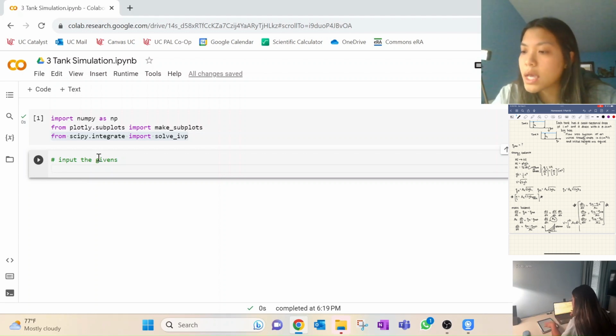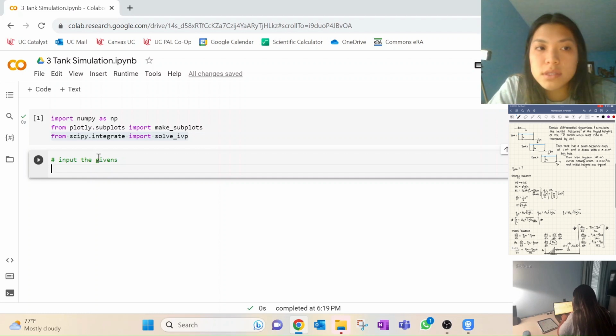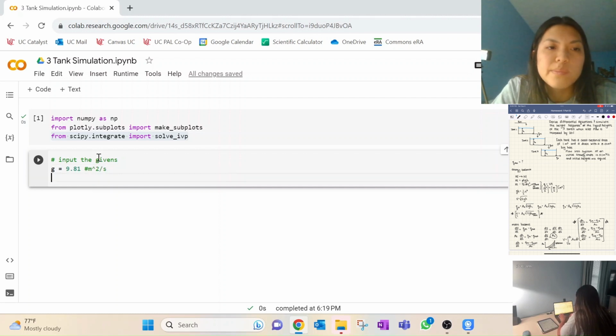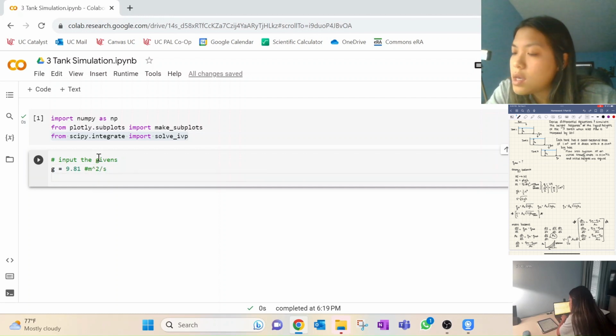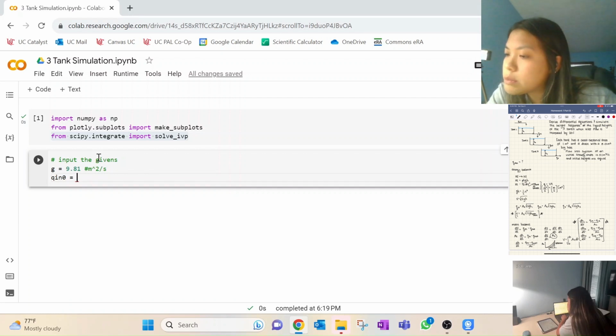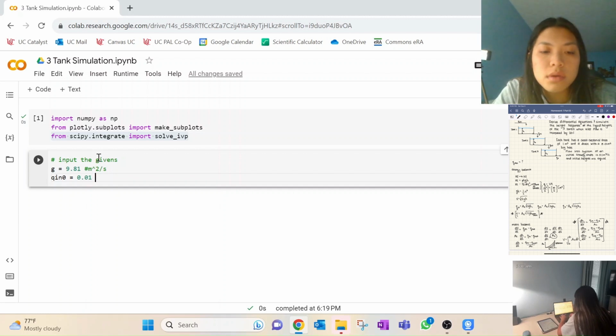So to start, again, we're going to input our givens. First, let's say we import the gravitational constant. That's going to be 9.81 meters per second squared. And then we have the initial flow in. That is going to be 0.01 meters cubed per second.